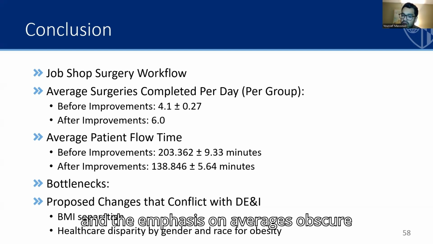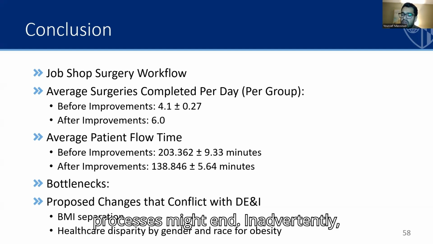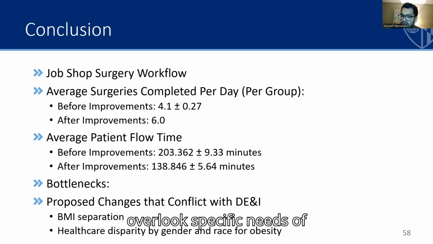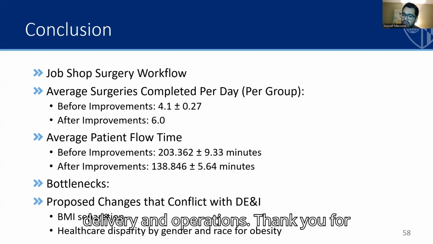Missing data on race and the emphasis on averages obscure disparities, while standardizing care processes might inadvertently overlook specific needs of underrepresented groups. Addressing these issues requires better data collection, diverse hiring practices, inclusive decision-making, implicit bias training, and strategies to ensure equity in care delivery and operations.